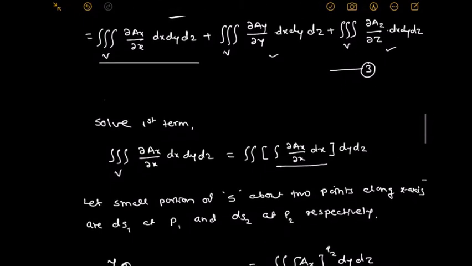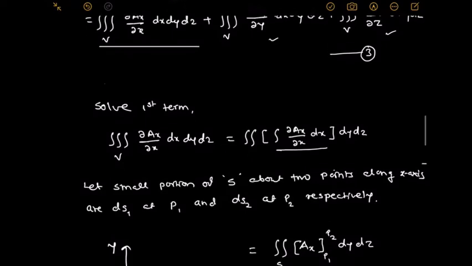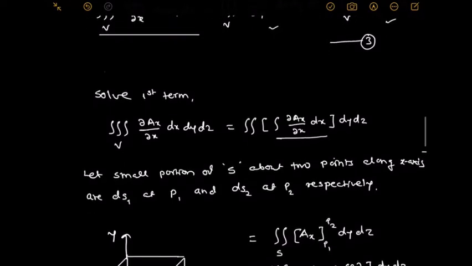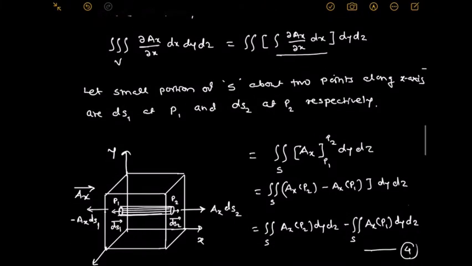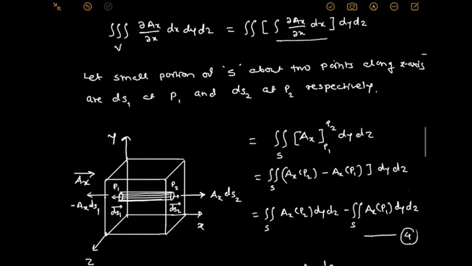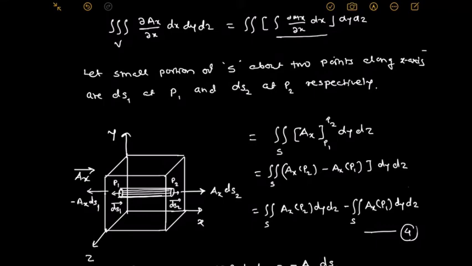For that, we consider a small portion of the surface which is along the x-axis. That small surface we draw at two points, which are ds1 at the point P1 and ds2 at the point P2. Now, this is how we represent the small portion of the surface element along the x-axis. This is the whole closed surface, and inside it is the volume V. In that volume V, we consider a small volume element. That volume element, we know, is dx dy dz.